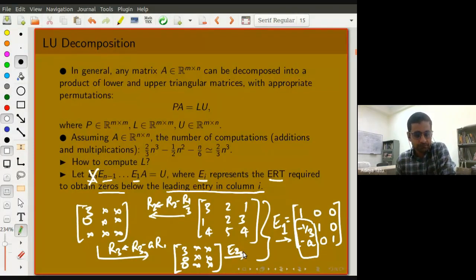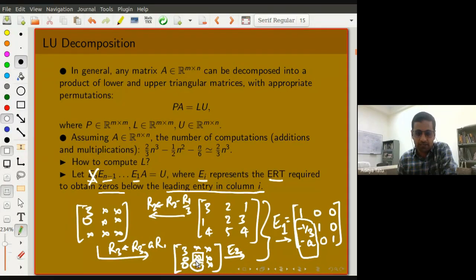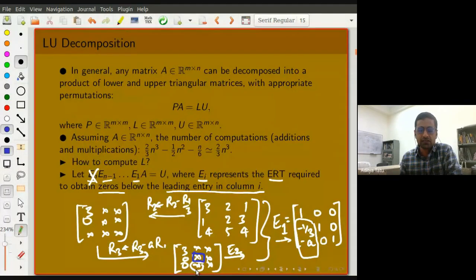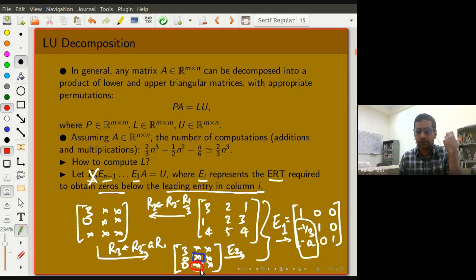So what is your question? So for E2 we have to make zeros in the second column below the leading entry. Yes, so the leading entry is this one. Right? This is my leading entry. So I will need one row transformation to bring zeros over here. And in the last column there will be no need to make any zero. So that is why n minus 1 such row transformation matrices at max will be required.